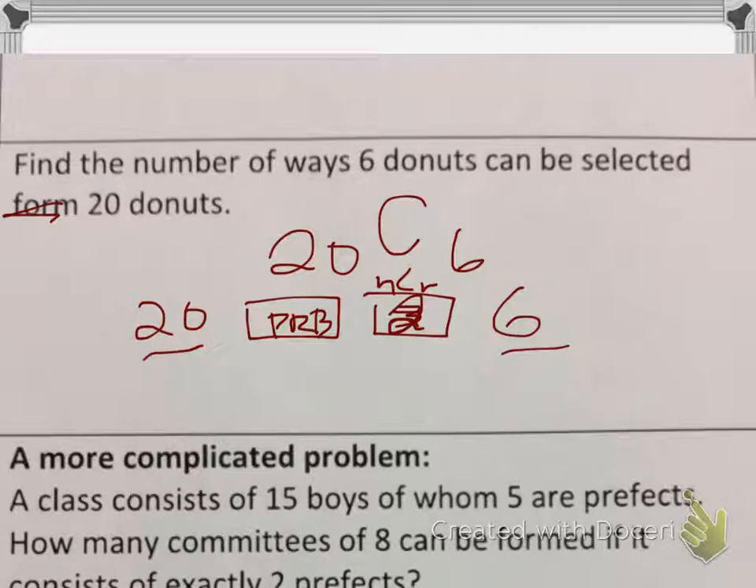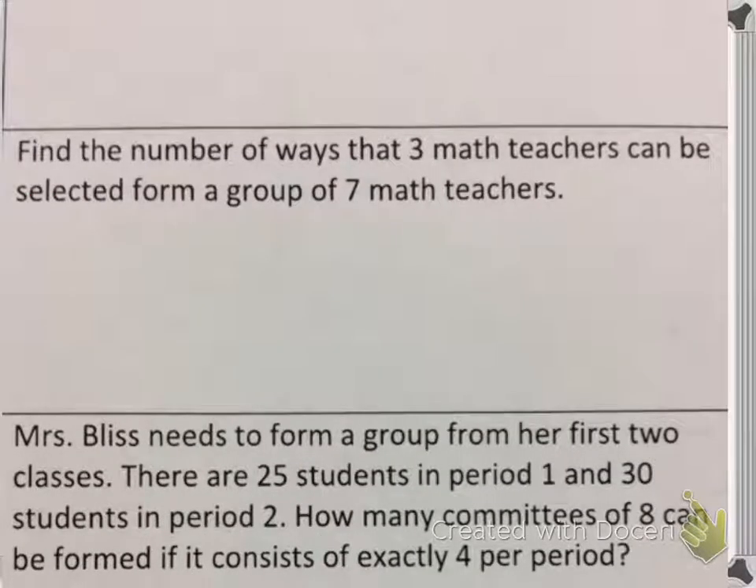Your calculator will just do that work for you. And when you do that, you get 38,760 different combinations that you can take 6 donuts out of 20. We're going to look at this next example here too and see if it's a combination or a permutation.